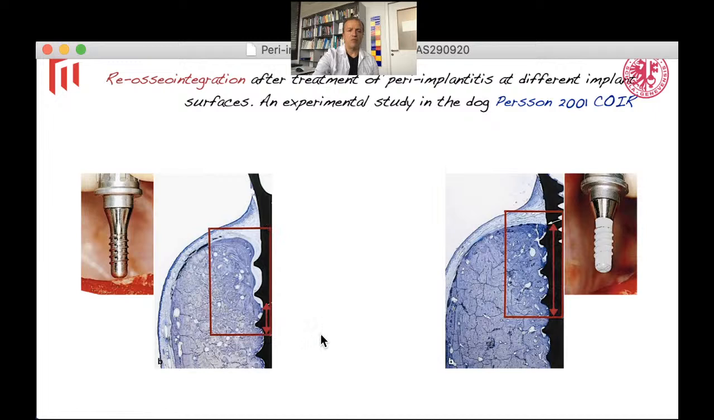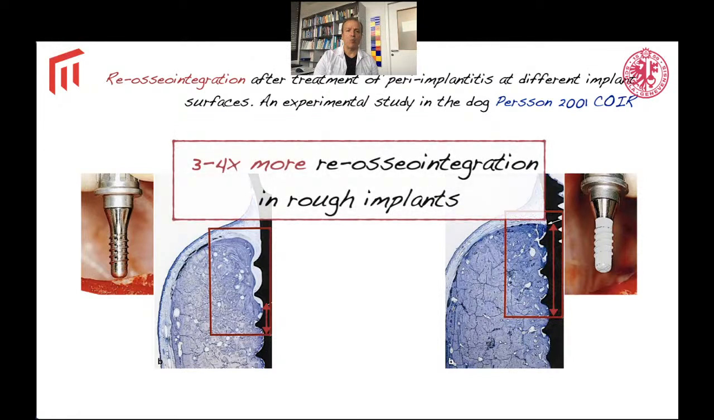But if you are very observant, you will see that bone-to-implant contact, so new bone formation on the implant surface, on the left image has occurred only on the bottom aspect of the box, while on the right image, bone-to-implant contact has occurred in the entire extent of the newly formed bone. So indeed, reosseointegration on a previously contaminated implant surface was 3 to 4 times more in rough implants compared to machined implants. So implant surface is important for the potential of reosseointegration.